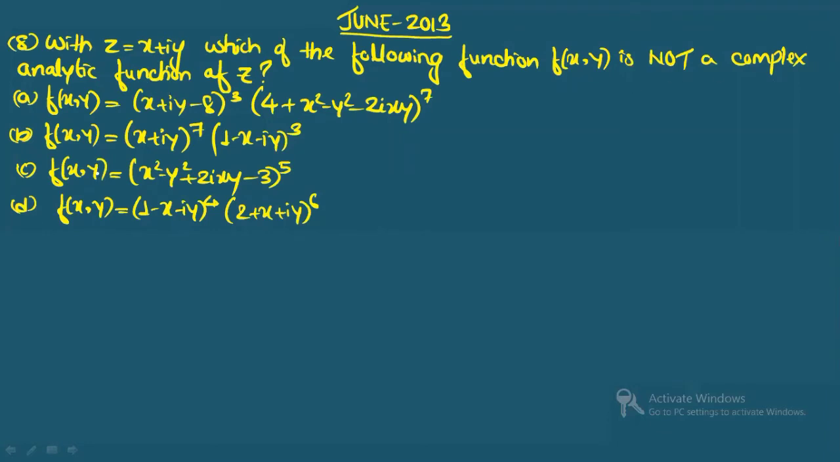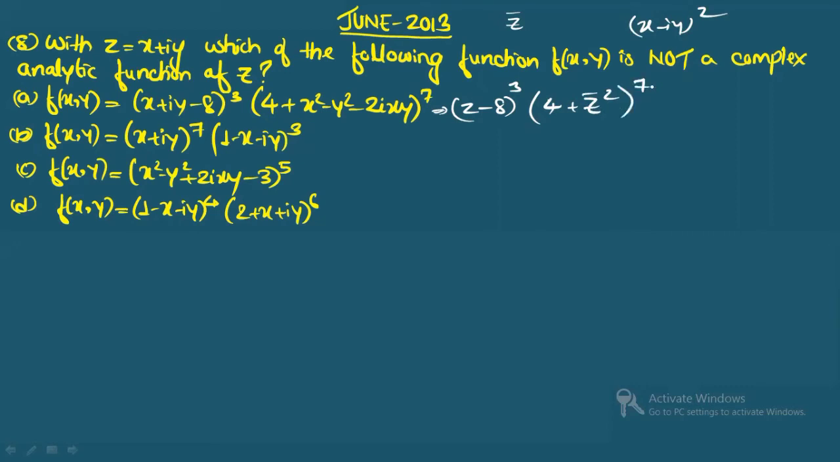You will have to check which function out of these four is not complex analytic. Means you will have to find the option which is having z bar or a power of z that is not a positive integer. So if you see here, the first one, this is z, x plus iy, minus 8 to the power cube. This is 4. If you see here, it is x square minus y square, this is again minus. That means you are having x minus iy whole square. That is z bar square.